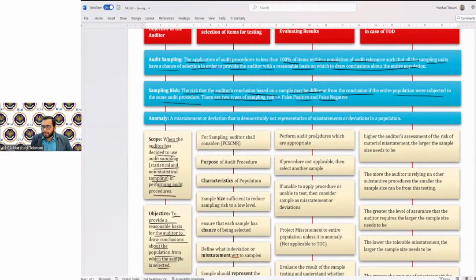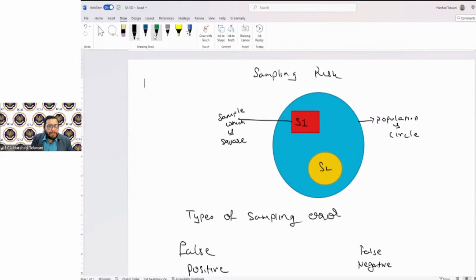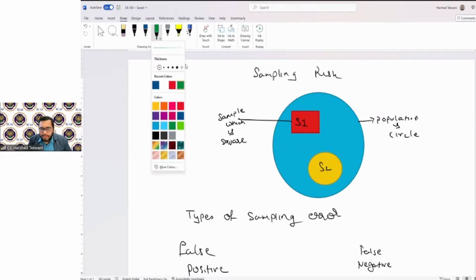Now comes the third part, an anomaly. Anomaly is a misstatement or a deviation that is demonstrably not representative of the entire misstatement or deviation in a population. Let's say for example, this whole population is there. Somewhere in this population, I have a misstatement. But that is a unique case because a population can consist of a large number of transactions. Let's say these all are sales transactions.